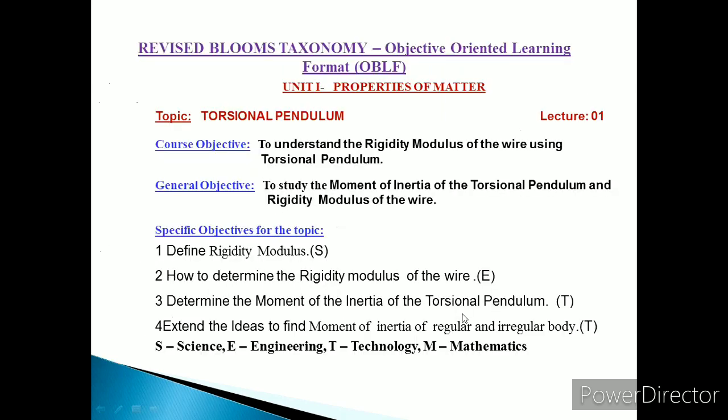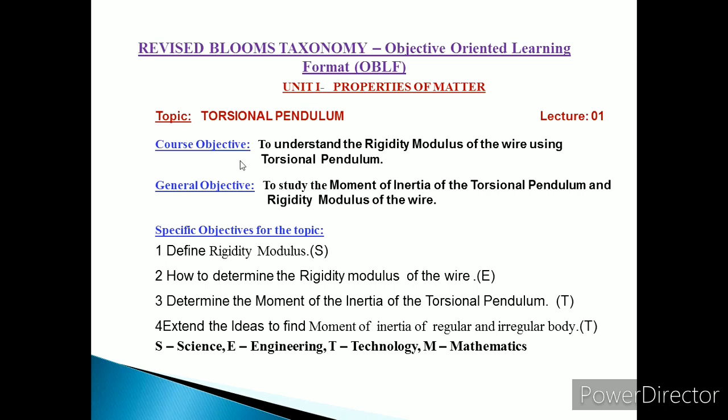Based on the torsional pendulum, we are moving on to one important university-based question set on the basis of revised Bloom's taxonomy, that is an outcome-oriented learning format. Here our main topic is the torsional pendulum. What is the main objective of these questions? The course objective is to understand the rigidity modulus of the wire using a torsional pendulum. This is the general objective.